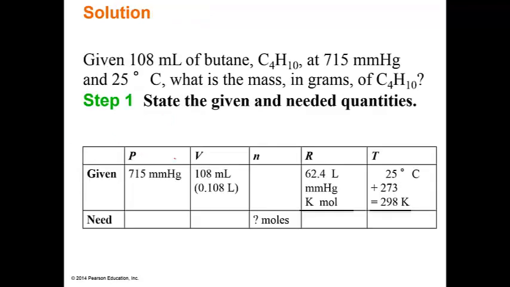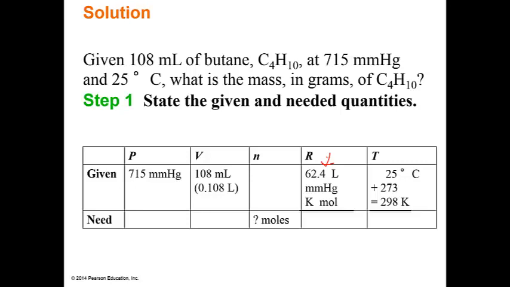Okay, we know that we have a pressure of 715 millimeters of mercury. So we know immediately what constant we're going to go to. We're going to go to the 62.4 liters mmHg per mole Kelvin, because why do the conversion if you don't have to? We've got two constants that we can work with. We have a volume of 108 milliliters, 0.108 liters. Great. And then we have that temperature. They gave us 25 degrees Celsius, which is 298 Kelvin.